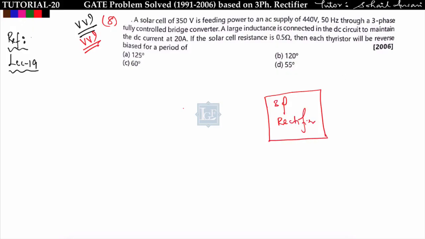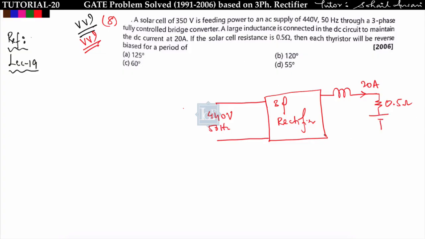The solar cell has an AC supply of 440 volt, 50 Hz. At the DC side, a large inductance is connected to maintain the DC current at 20 ampere. If the solar cell has a resistance of 0.5 ohm, then each thyristor will be reverse biased for the period of what?